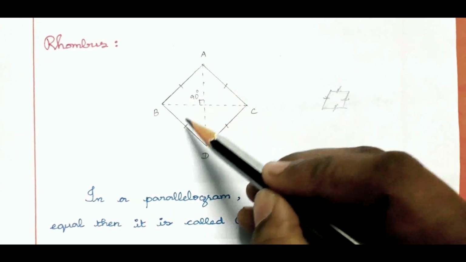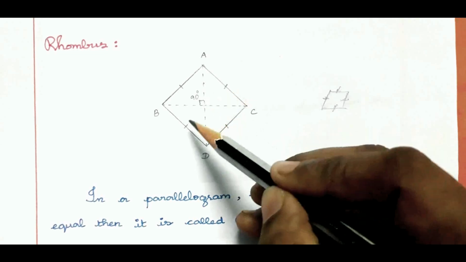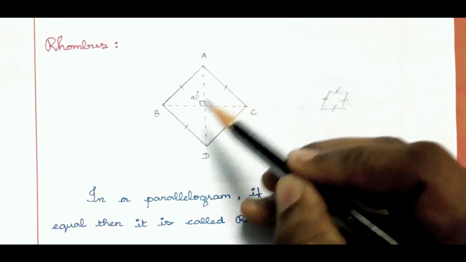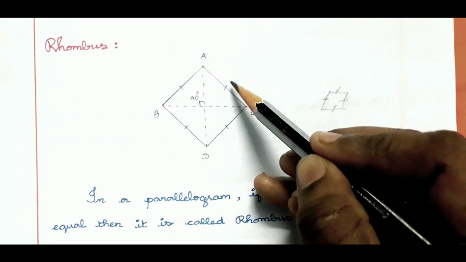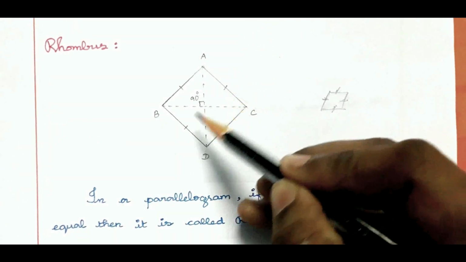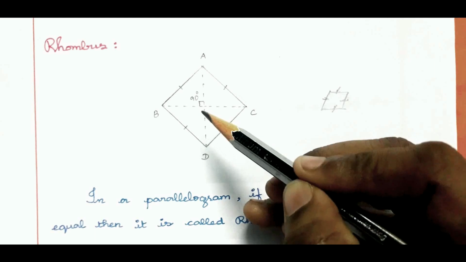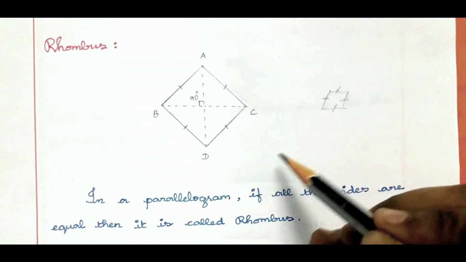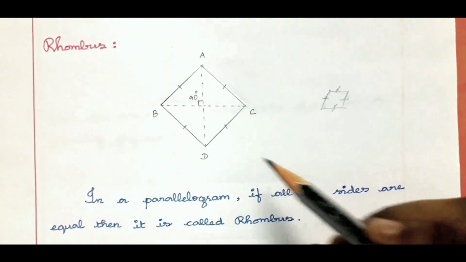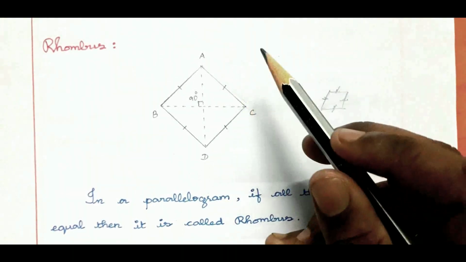What is meant by parallel? Parallel means the lines will not connect at any point. They won't intersect at any point. The distance between them will be equal at all points. These two lines will go on and they won't meet at any point. Those lines are said to be parallel.